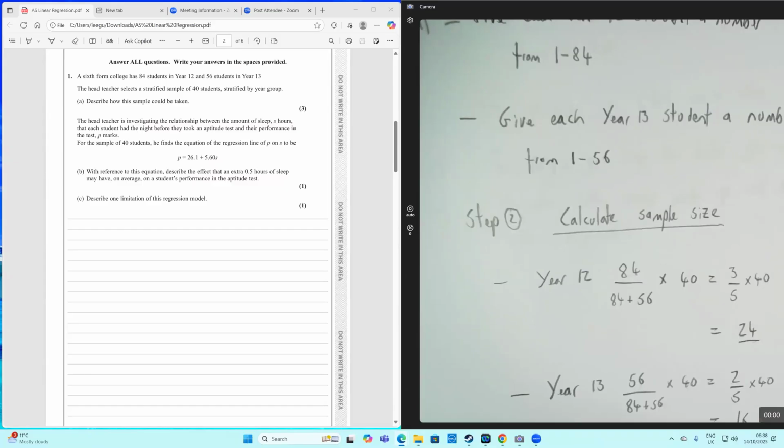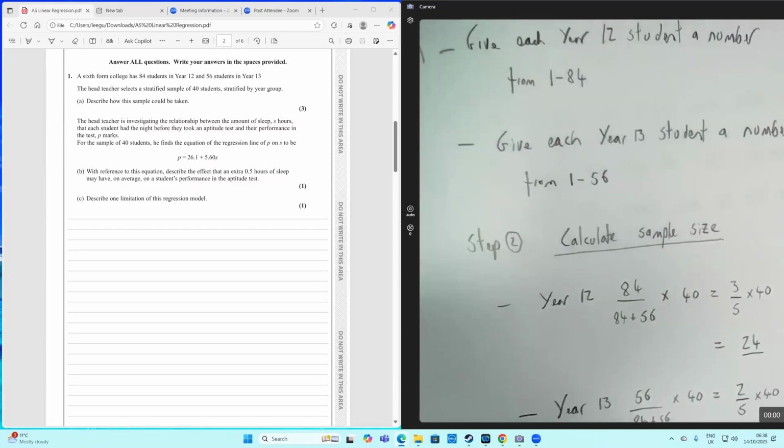So for a sample of 40 students, he finds that the equation of the regression line of P on S to be P is equal to 26.1 plus 5.60 S. With reference to this equation, describe the effect that an extra half an hour sleep may have on average on a student's performance in the aptitude test.